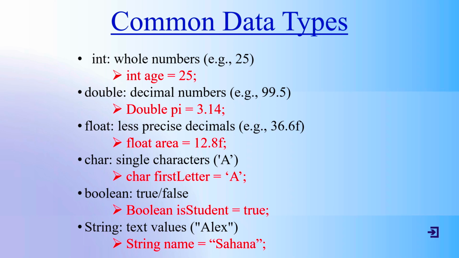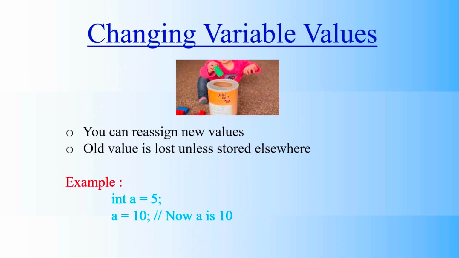Remember, character values go in single quotation, whereas string values go in double quotation. It is mandatory to use them. If not, the Java compiler will give you a compile time error. We have understood what to do with variables and what not to do with variables. Now let us try to understand how we can reassign or change the values that we have assigned to a variable. Once a variable has a value, we can reassign it anytime.